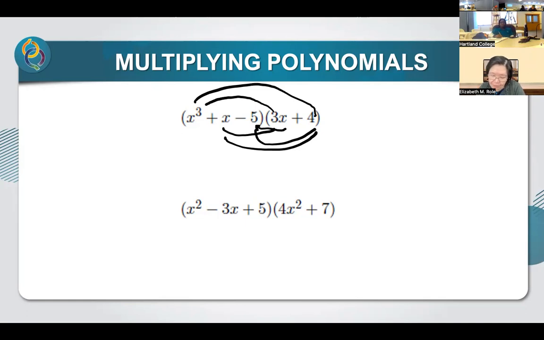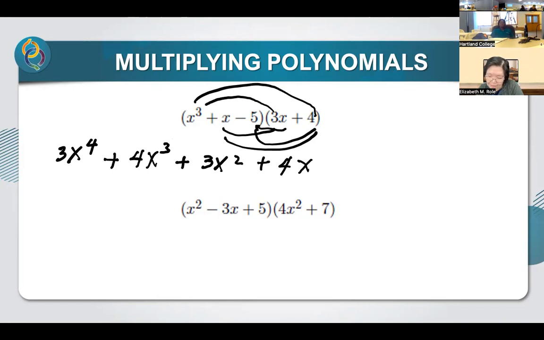Before we combine like terms, x cubed times 3x is 3x to the fourth, right? x cubed times 4, 4x cubed. x times 3x, 3x squared. x times 4, 4x. Minus 5 times 3x, minus 15x. Minus 5 times 4, minus 20.